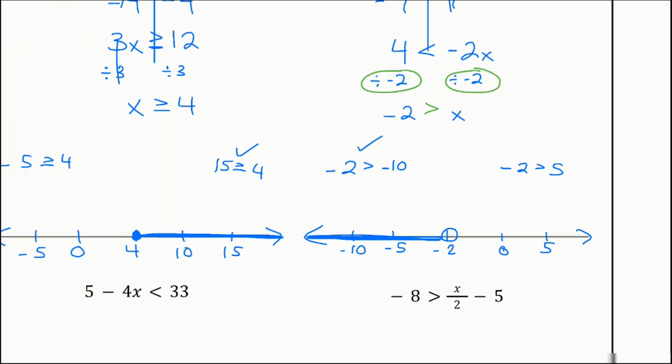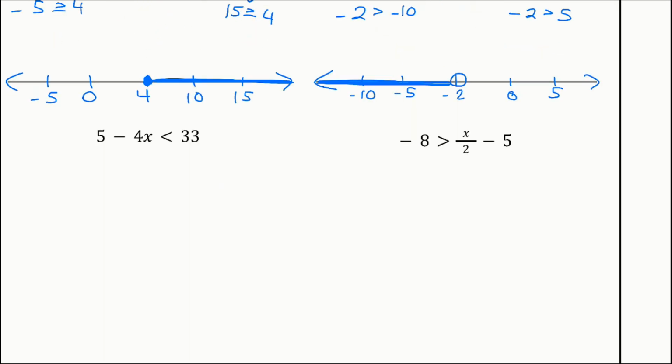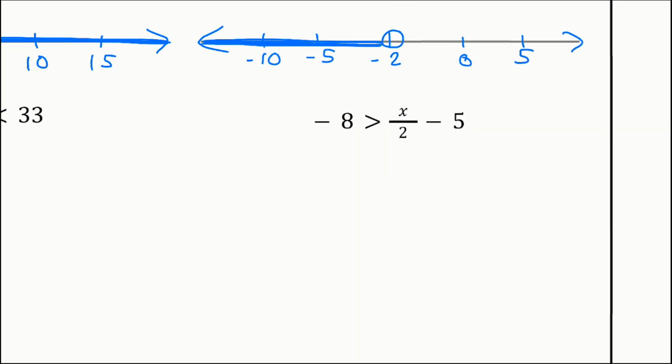The last one that I want to do on this, and I'll have the notes and everything hooked up before the end of the school day, is the one underneath of this. So it'd be this: negative 8 is greater than x over 2 minus 5. So there's this negative 5. Our first step is to get our constants to one side.